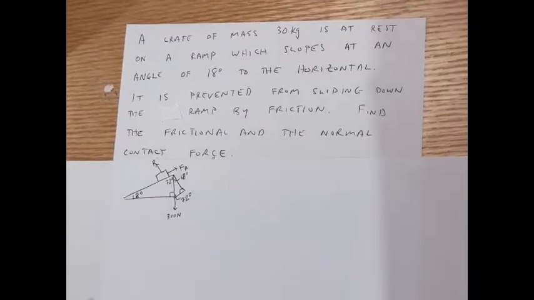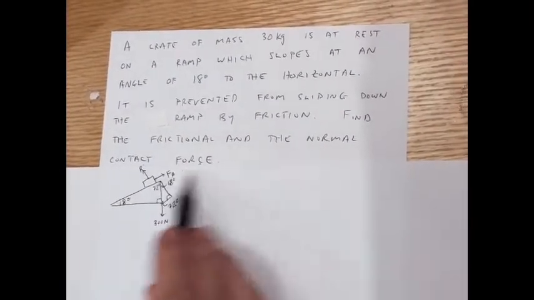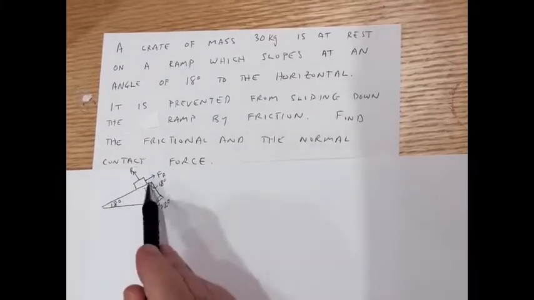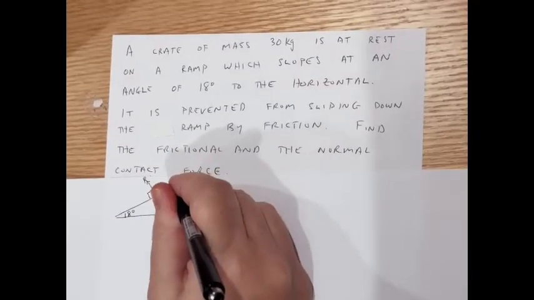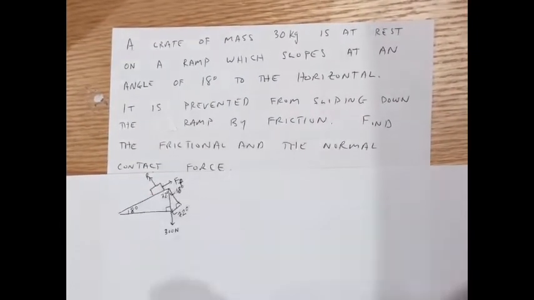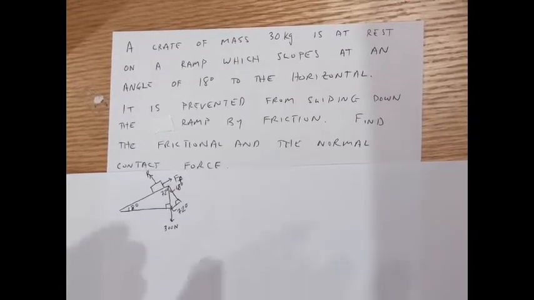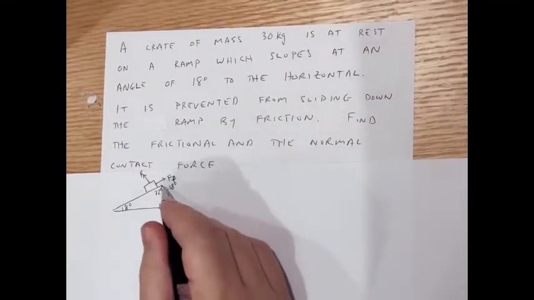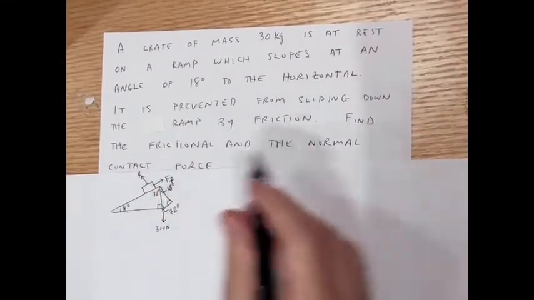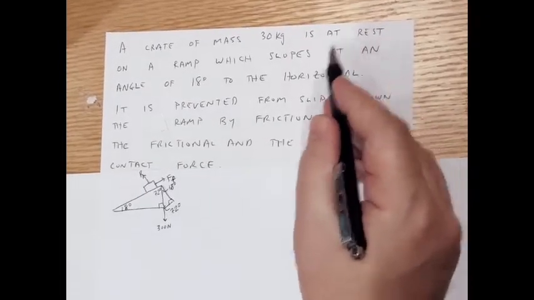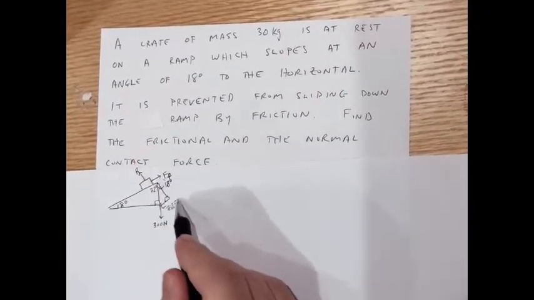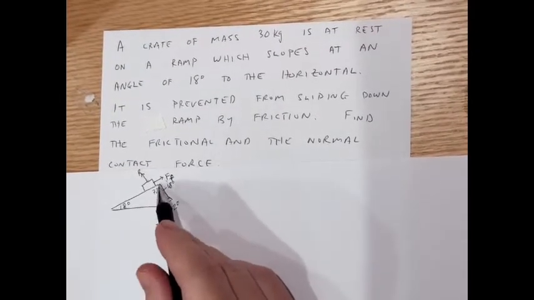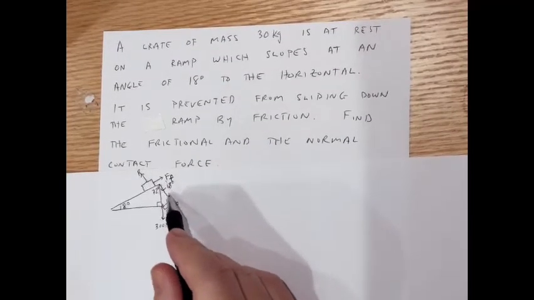Let's go back to the question then. We're trying to find the frictional and the normal contact force. We're trying to find R, and we're trying to find F of F. That's an F. Okay, we're trying to find that. So these forces are opposing. So if I find this, then I find this. It's an equilibrium. It's at rest, like I said before. So we can find this by finding this. And to find that, we can use the angle measure, we can use weight, and we can use this side.